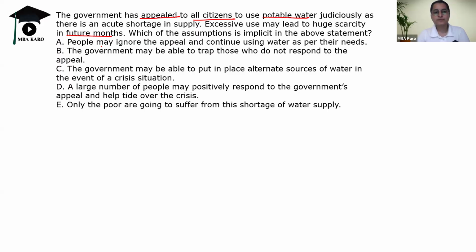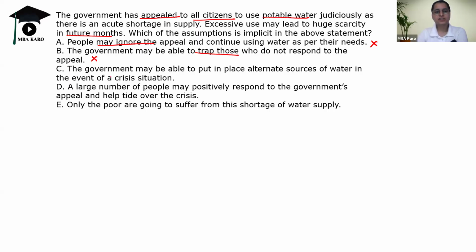One says, people may ignore the appeal and continue using water as per their needs. If this was the assumption, that people may ignore the appeal, the government would not be appealing, right? B says, the government may be able to trap those who do not respond to the appeal. Again, the government is appealing because it assumes that people are going to respond to the appeal. So trapping does not come into the question.